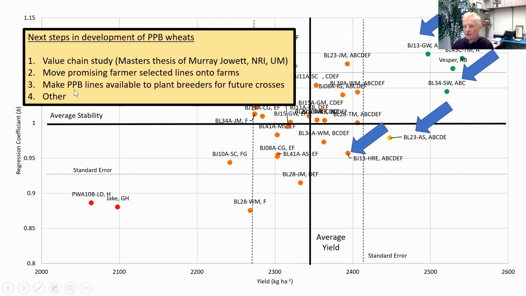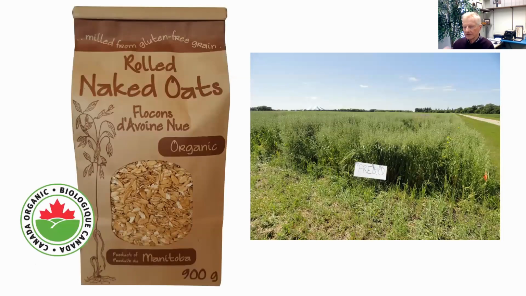And the other thing we're continuously doing is making these PPB lines available to plant breeders for their future crosses. And there could be other development steps that we take. For example, Abir talked about the possibility of some registration. I want to say just a little bit about the oats, because we also have the PPB oat breeding program.